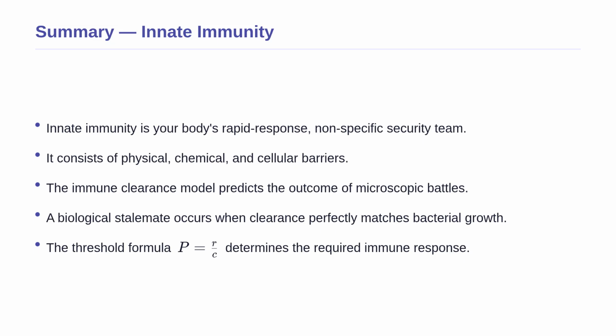Third, we learned that this biological battle can be modeled mathematically, allowing us to calculate whether the bacteria or the immune system is winning. Finally, by understanding the biological stalemate, we derived the threshold formula. P equals R divided by C, proving exactly how many immune cells are needed to halt an infection. You now have a solid mathematical foundation for understanding how your body protects itself every single second of your life.